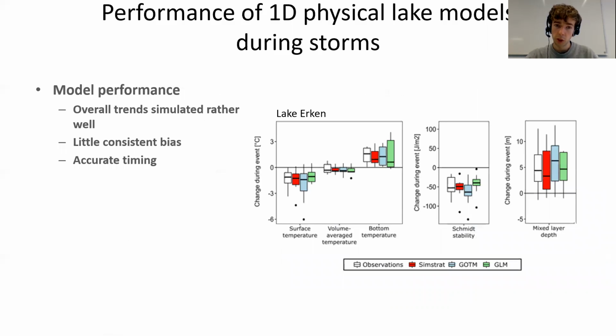So if we look at the results, on the y-axis you see the change during the event in surface, volume averaged, or bottom temperatures, Schmidt stability, and mixed layer depth. In white, you see the observations, and the colored box plots are the models. So the overall trends are simulated rather well by the models. There is a decrease in surface temperature, increase in bottom temperature, decrease in Schmidt stability, and an increase in mixed layer depth. This is the results for Lake Erken, a deep lake. So they are simulated rather well. There was not much over or underestimation by the models, and the timing of the events was right too.